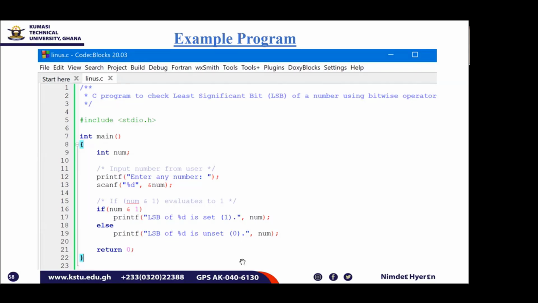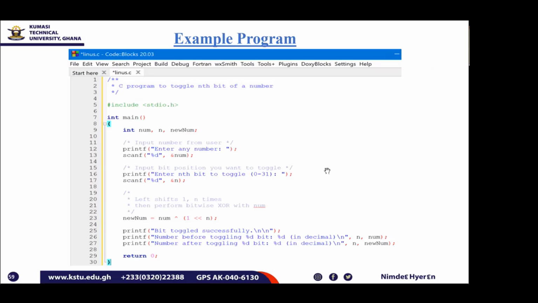So basically, this is just an explanation of this, but you'd better understand it with more knowledge of digital electronics when you deal with bits, Boolean expressions, etc. So I am not going to spend so much time here. This is also another example, which is used to toggle n bits of a number.